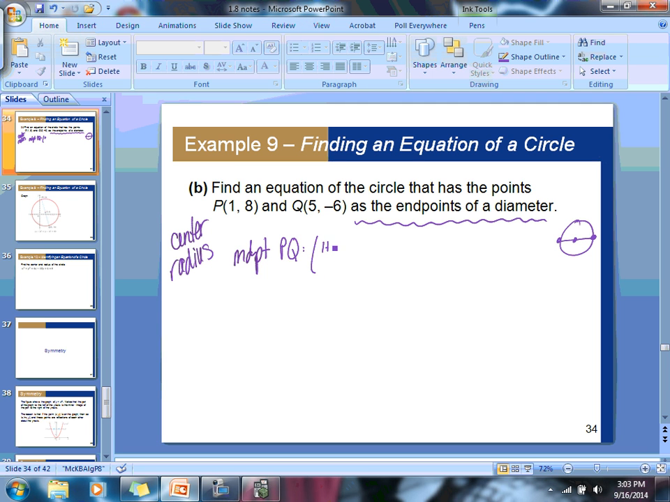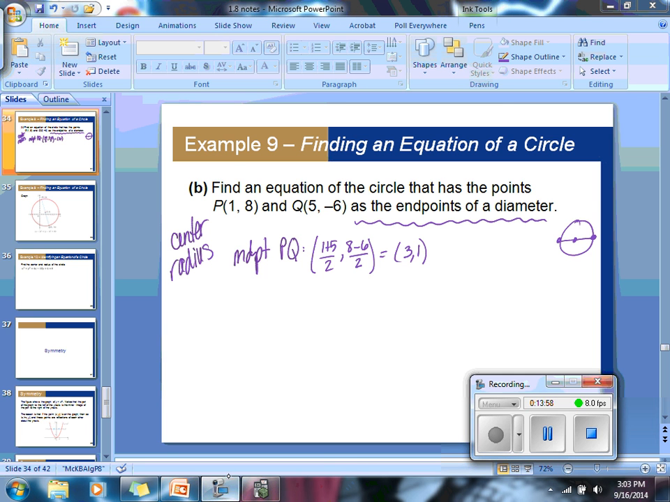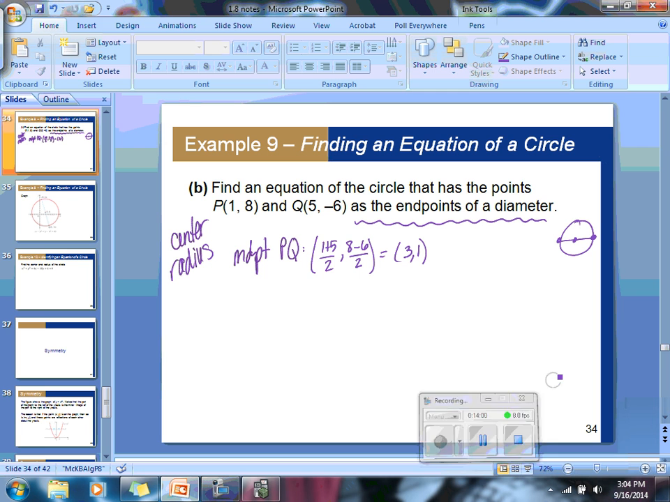So I'm going to take 1 plus 5, divide it by 2, and then 8 minus 6 divided by 2. So that's going to get me 6 divided by 2 is 3, and 8 minus 6 is going to be 2, divided by 2 should be 1. Okay, so that is the center of my circle now. That's good, but now I have to figure out my radius.